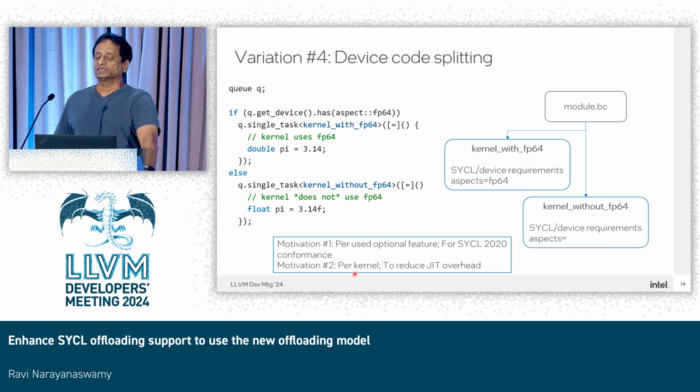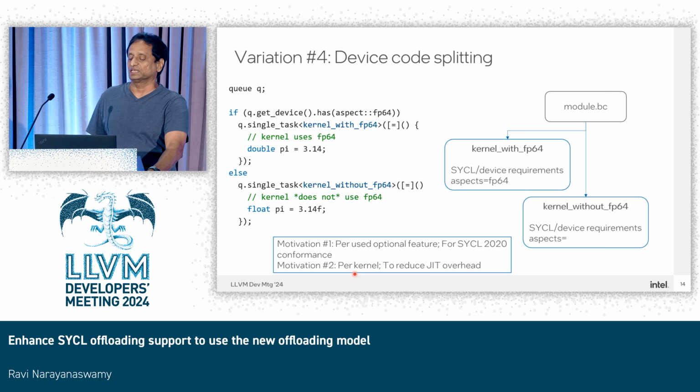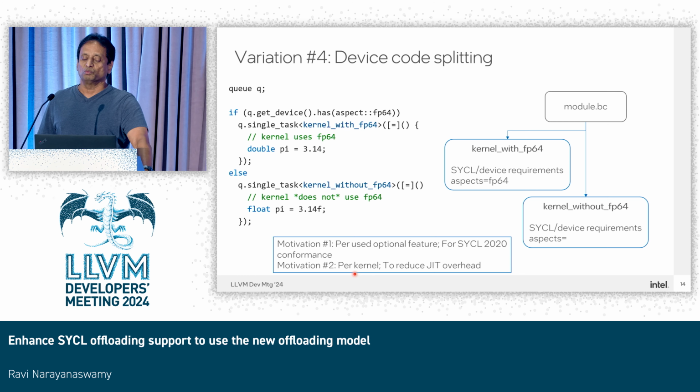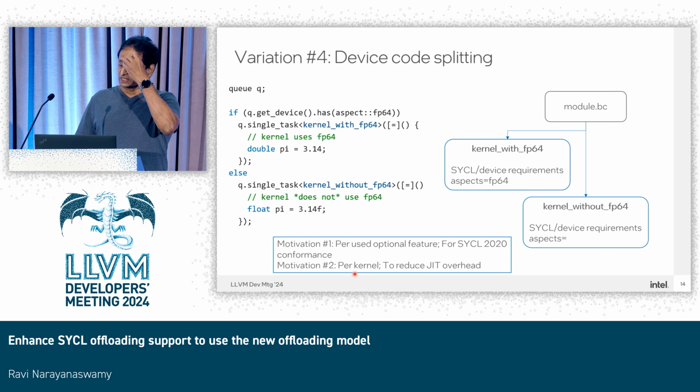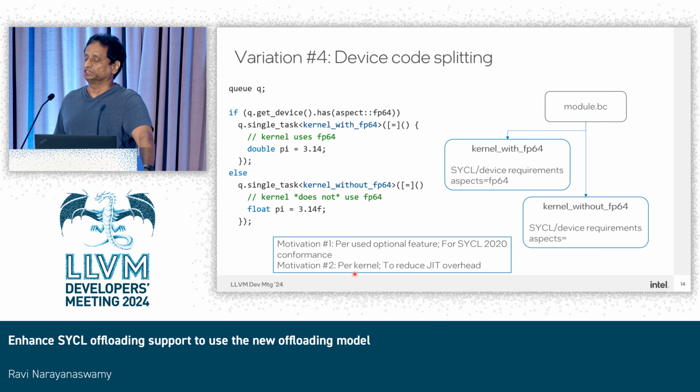And here's another reason why we also want to do device splitting. Let's say you have two kernels, where one kernel you've written using FP64, and the other one doesn't use FP64. You can then select the appropriate kernel depending on which hardware you're running on. If your hardware supports FP64, then you would use that one. If it doesn't, then you would use the one without FP64. And so you need to pass this information.